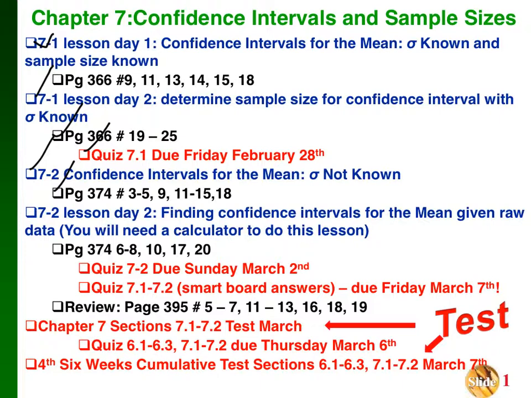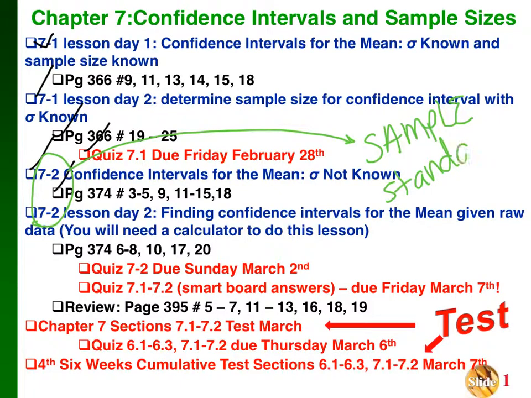I just want to reiterate and really try to drive home the differences between 7-1 and 7-2. In 7-2, the only difference is that it's going to be sample standard deviation. That is what's going to make a problem a 7-2 problem and not a 7-1. Most of the time, if it doesn't say what the standard deviation is, I would assume sample.